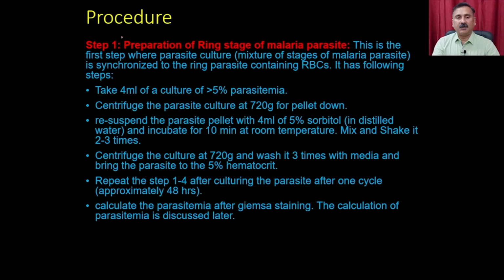Within the procedure, step one, you are going to prepare the ring stage of the malaria parasite. This is the detailed protocol you have to follow to prepare the ring stage parasite, and I'm not going to go through the detail of this. You take the parasite and treat it with sorbitol, and that is going to destroy or kill the trophozoite and schizont stage containing cells, and it is going to give you only the ring parasites.